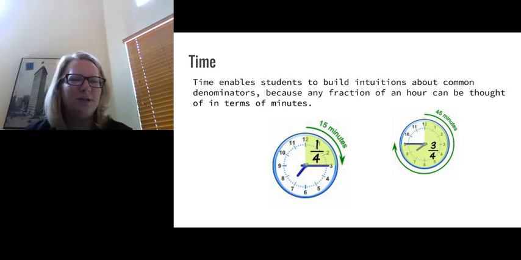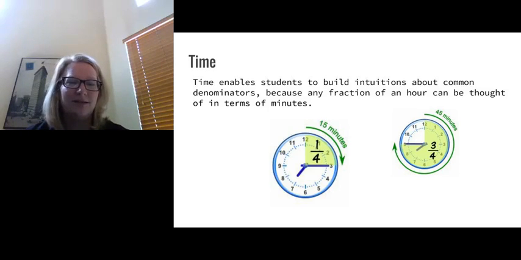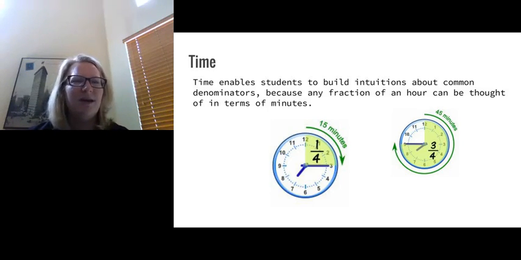It's been a struggle for students to understand time because most students read clocks digitally. They have a habit of looking at the computers in the classroom to see the time, or looking at digital watches, phones. Many students admitted that they didn't have clocks in their houses, that they always looked on the microwave or the oven. So time will enable students to build intuitions about common denominators because any fraction of an hour can be thought of in terms of minutes. For example, looking at our clock, 1/4 can be thought of as 15 minutes.